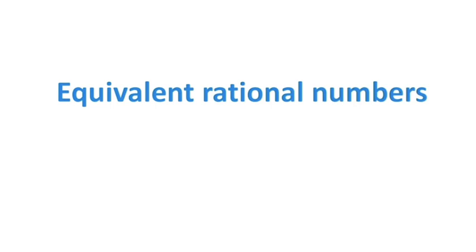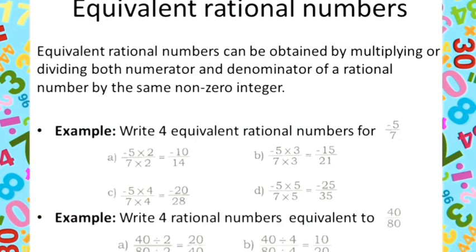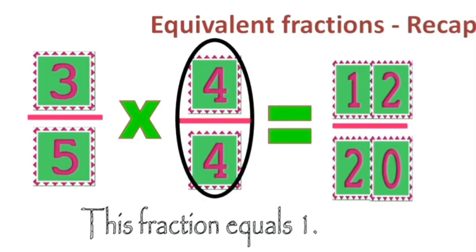Next topic is equivalent rational numbers. Equivalent rational numbers can be obtained by multiplying or dividing both the numerator and denominator of a rational number by the same non-zero integer.